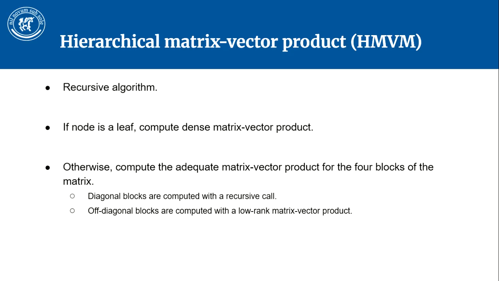In our case, depending on which block we are working on of the matrix, we have to do different computations. For diagonal blocks, since they are HODLR matrices, the result is computed with a recursive call, while for all off-diagonal blocks, the result is computed with a low-rank matrix vector product, which is essentially 2 sequential dense matrix vector products using the low-rank factors and the part of the vector that we have to multiply it by.